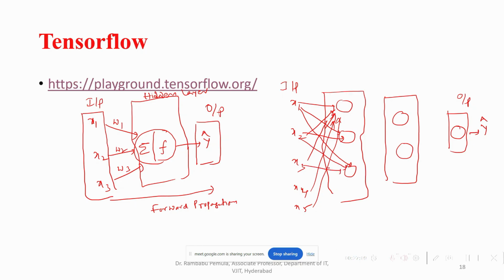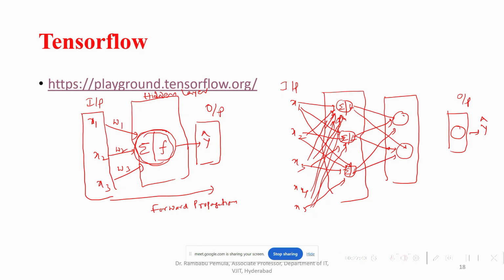Now see this. What is the purpose of the neuron? Both summation and the activation function are performed by the single neuron. That means each neuron performs the summation and the activation function. Then this output is given to the next layer as input.